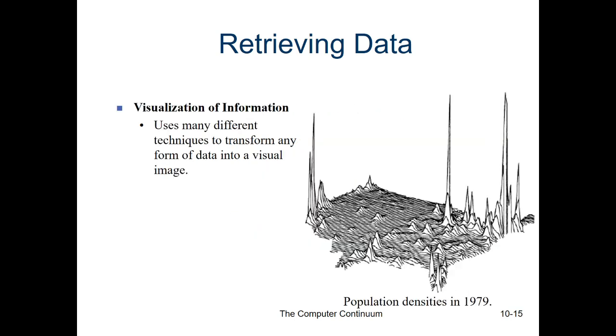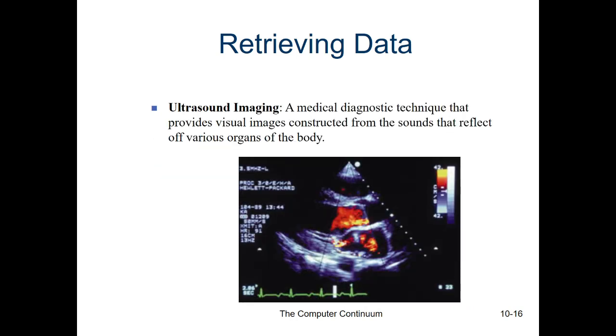Visualization of information: we can also represent our information visually. For example, here we have population densities in the 1970s. It's just an example to give you an idea of how information can be visualized. Then we have ultrasound imaging. It's widely used in medical diagnostic techniques and provides a visual image constructed from the sound that reflects off various organs of the body, and it's also used for retrieving data.